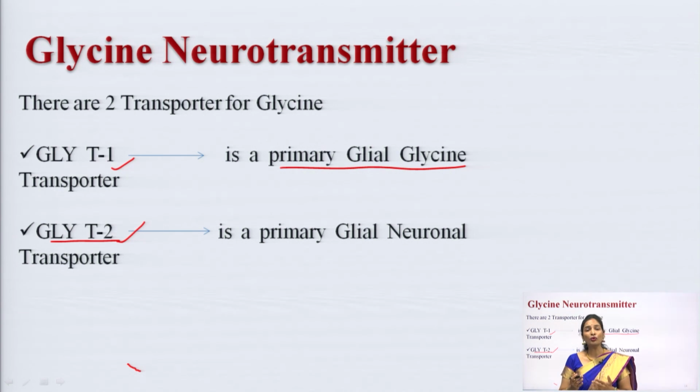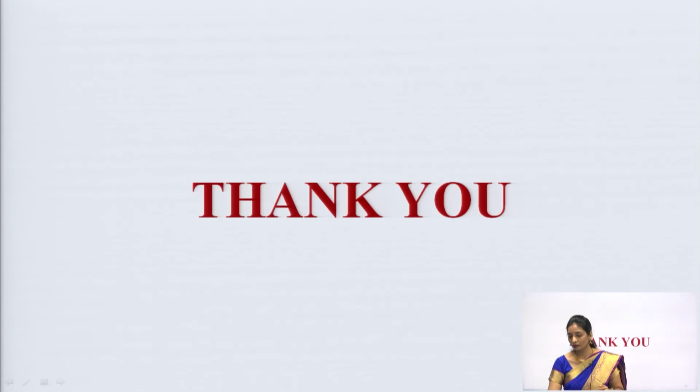So, these are the 2 important neurotransmitters which fall under inhibitory neurotransmitters. Both are amino acid neurotransmitters. If I am talking about glycine and GABA, both are inhibitory neurotransmitters which fall under amino acid neurotransmitters. Thank you.